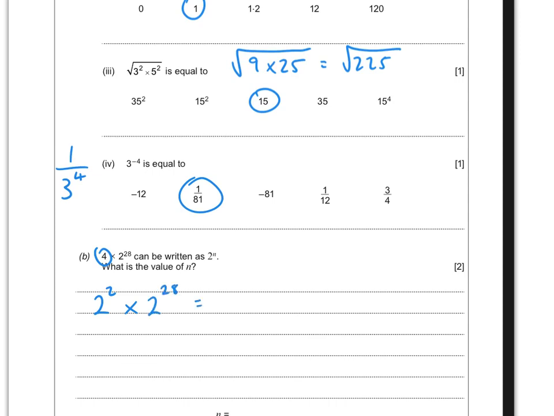Using my rules of indices, I've now got two numbers which are the same and they're being multiplied, so I can just add the powers. So that would be 2 to the power of 30. Therefore, n would equal 30.